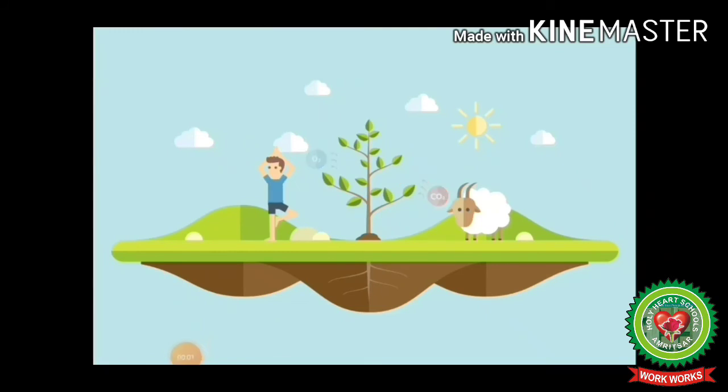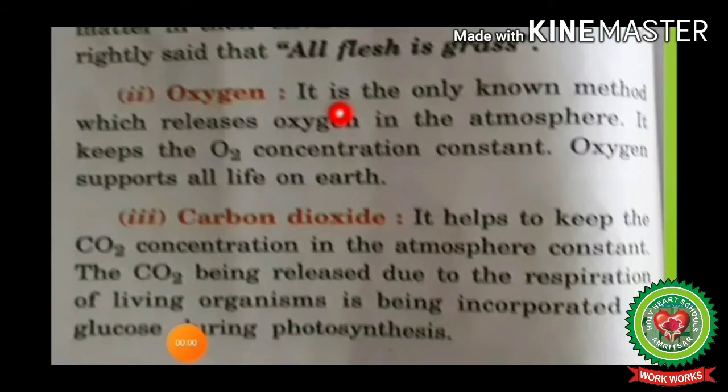In the picture, you can see photosynthesis is the only known method that keeps the oxygen and carbon dioxide concentration constant in the environment. Oxygen. It is the only known method which releases oxygen in the atmosphere. It keeps the oxygen concentration constant. Oxygen supports all life on earth. Next is carbon dioxide. It helps to keep the carbon dioxide concentration in the atmosphere constant. The carbon dioxide being released due to the respiration of living organisms is being incorporated in glucose during photosynthesis.